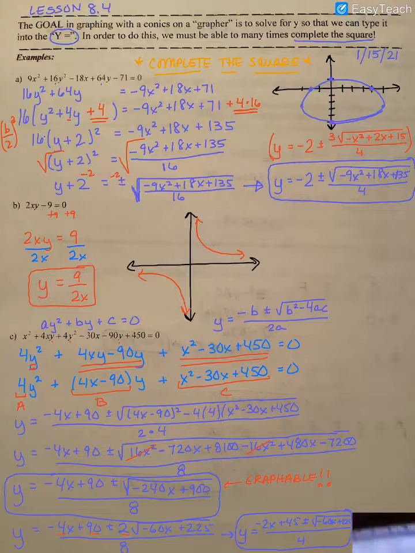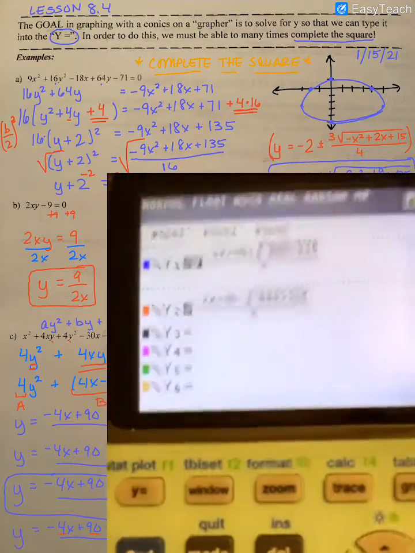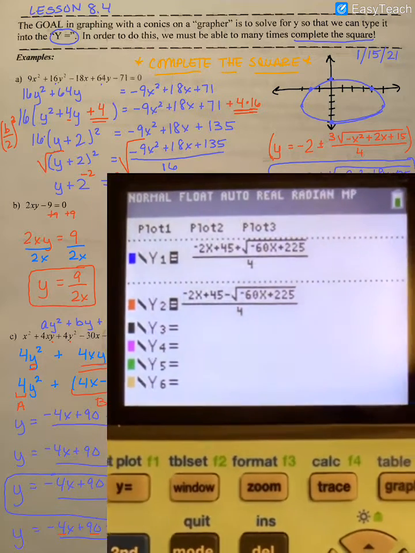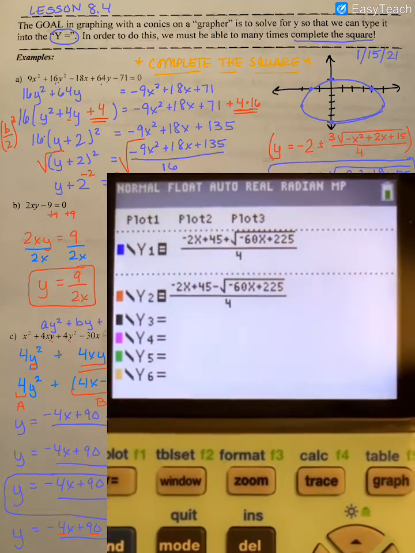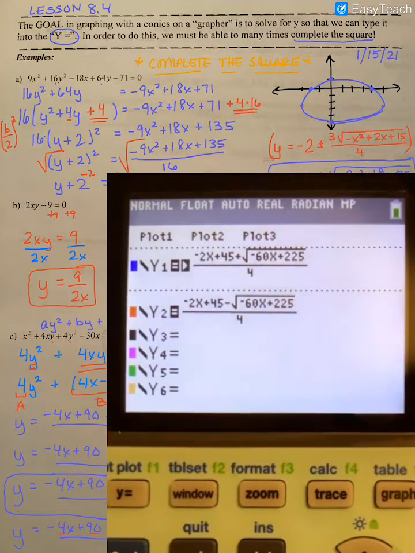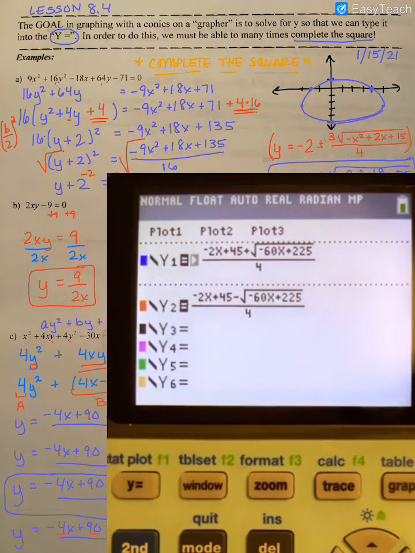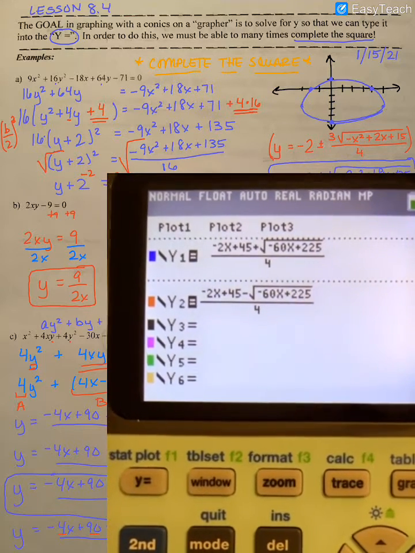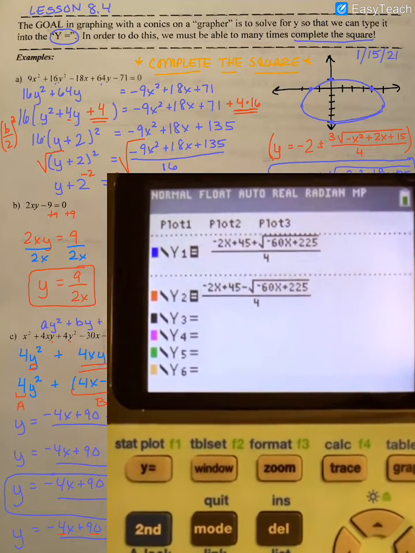Wait, I forgot, the big thing I need to do is make this graph bigger. Oh, lots bigger. Is that better for you guys? Okay, so if I can hold it still so you can see, I already have mine typed in. Again, there's a plus or minus, so I have to do two separate entries. Negative 2x plus 45 plus the square root of negative 60x plus 225 over 4. And I also have the minus. Now, I chose to type that one in. However, you are more than welcome to type the previous one in. It will work just fine.